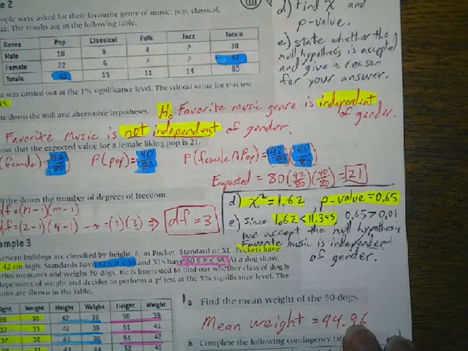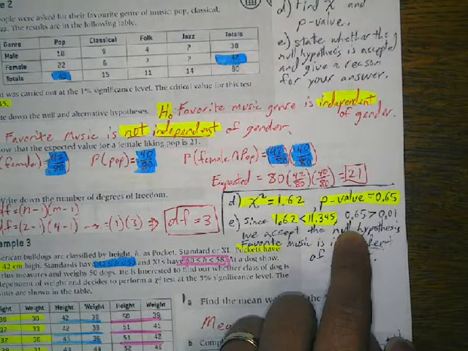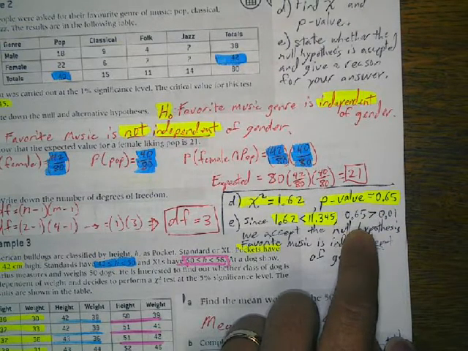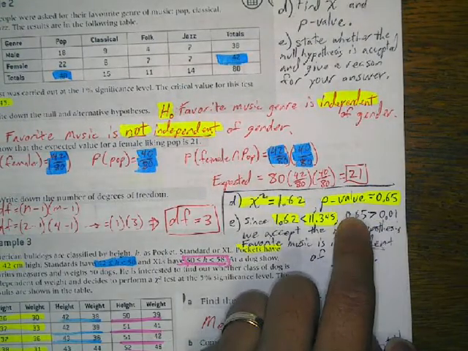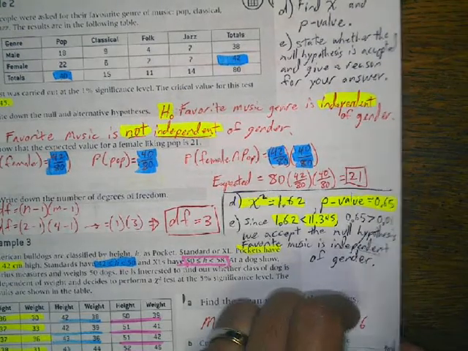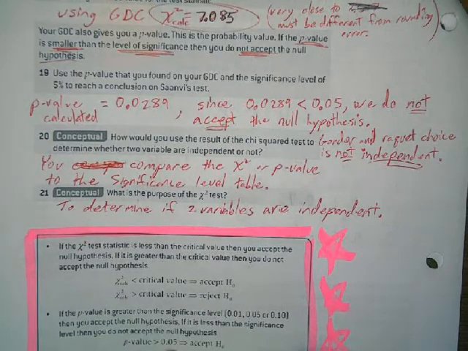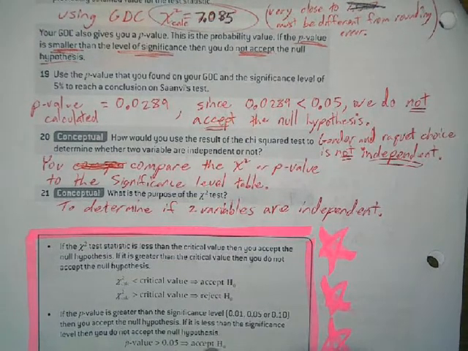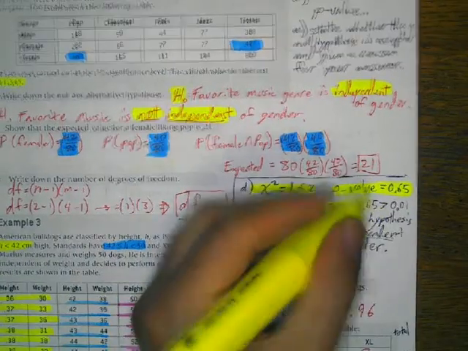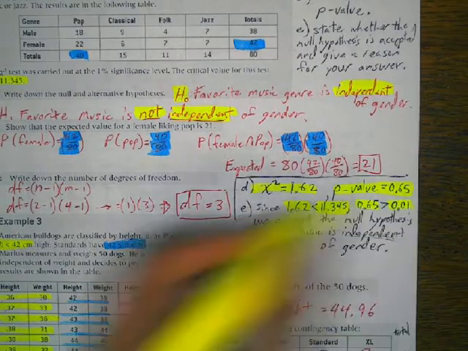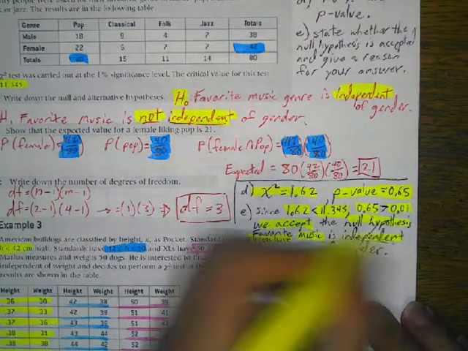I could also look at my p-value, which we calculated to be 0.65, and compare that to 1%, which is 0.01. So this is also greater than 0.01, and so if p is greater than the significance level, 0.01, we accept the null hypothesis. So for both ways here, because this is greater than 0.01, in both cases we accept the null hypothesis. Music is independent of gender.